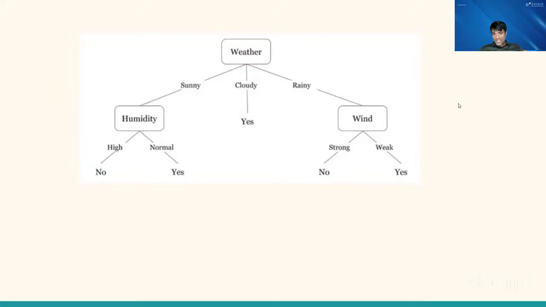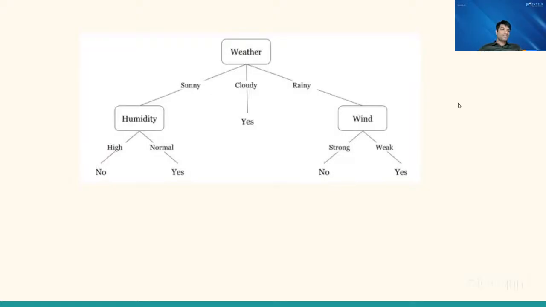If it is rainy and the wind is strong, the kid is not going to go out because rain and a lot of wind is very dangerous for health. If it is rainy but the wind is very weak, the kid is going out and playing. So see the data set and see the decision tree. It has simplified what decision you want to make.